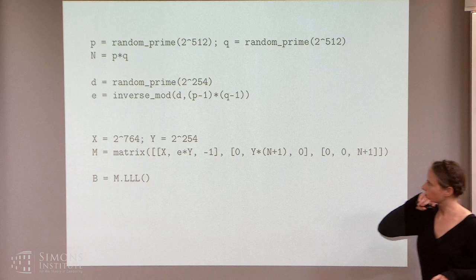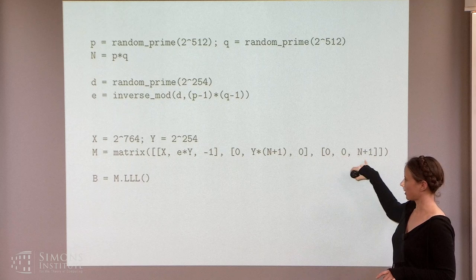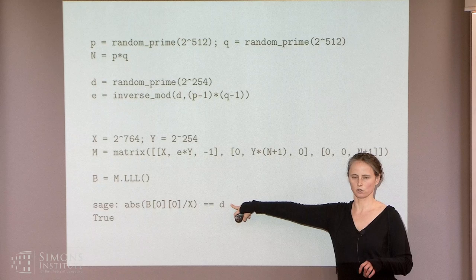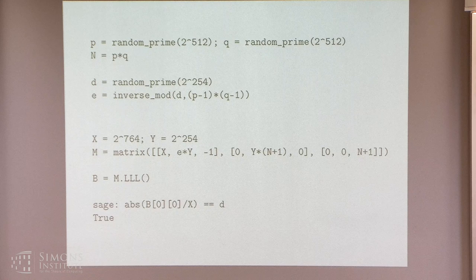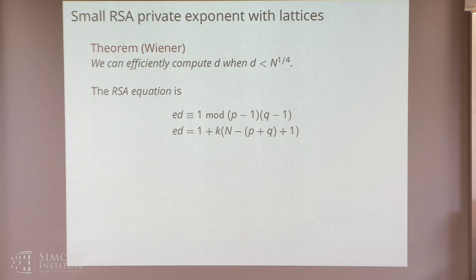And here I do some black magic again. I construct a 3x3 lattice. I run LLL on it. And it turns out that D is actually just spat out in one of the coordinates. This is the small d attack, the lattice-based version of a theorem of Wiener.